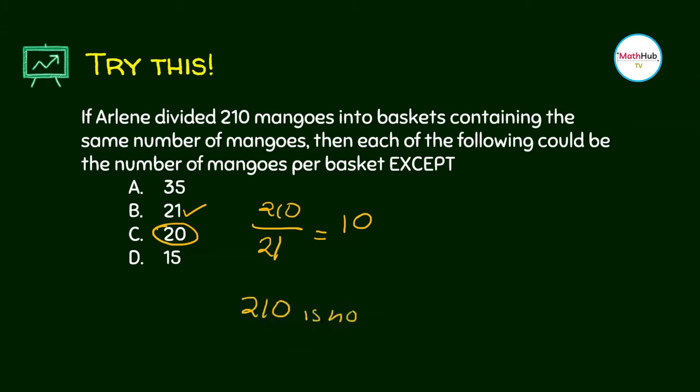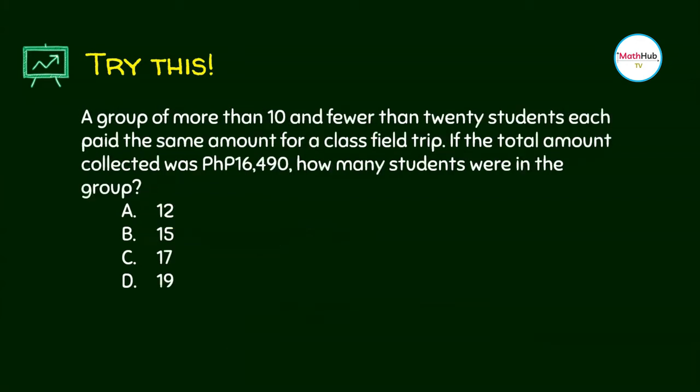210 is not divisible by 20 because you would end up with a remainder of 10. A group of more than 10 and fewer than 20 students who pay the same amount for a class field trip. If the total amount collected was 16,490, how many students were in the group?